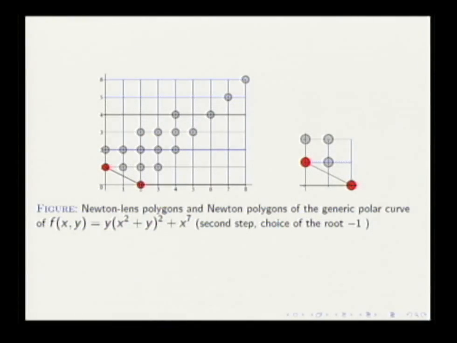You have the singular curve, f equals 0, and the polar curves have different branches, so maybe I should be more artistic and use different colors for different slopes.